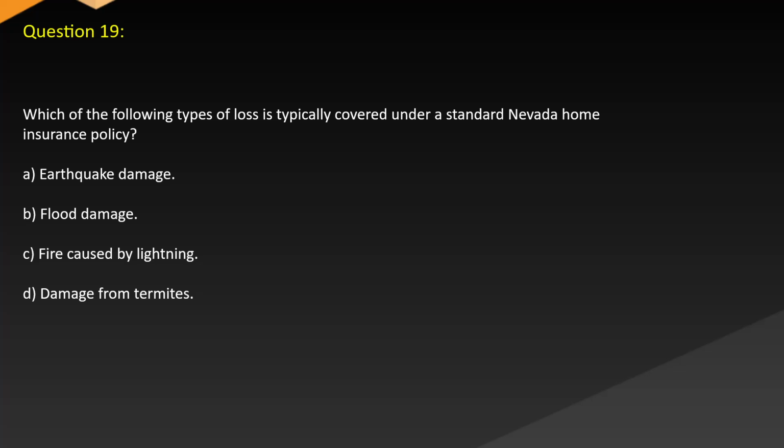Question 19. Which of the following types of loss is typically covered under a standard Nevada home insurance policy? A. Earthquake damage. B. Flood damage. C. Fire caused by lightning. D. Damage from termites.